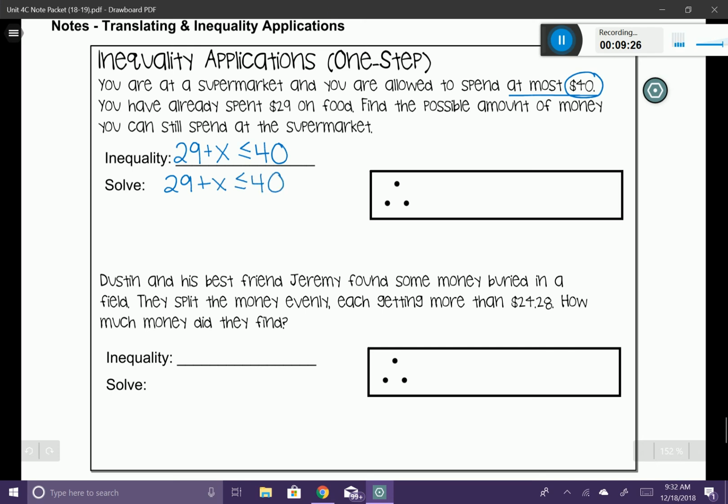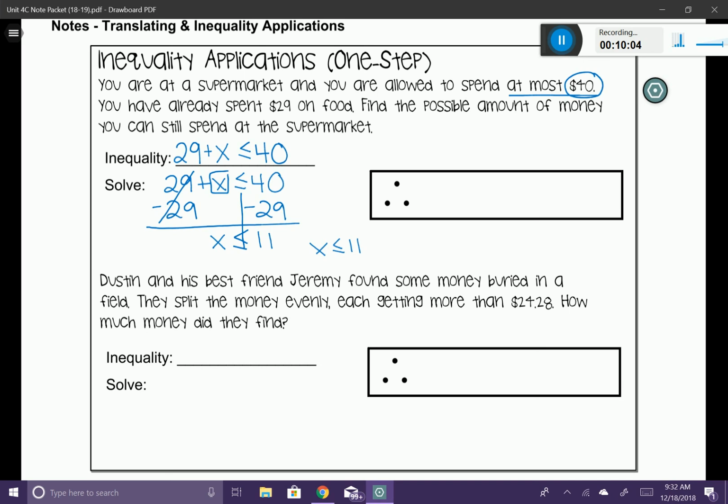Using our skills of solving inequalities, I'm going to put a box around my variable and draw my line down my inequality. And now I'm just going to solve it just like I would an equation, and just like we've practiced already in this unit. I'm going to subtract 29 from both sides since 29 is a positive number. My 29 minus 29 is going to turn to 0, and I'm left with x is less than or equal to 11. So I end up with the inequality x is less than or equal to 11. So at most, we can spend up to $11.